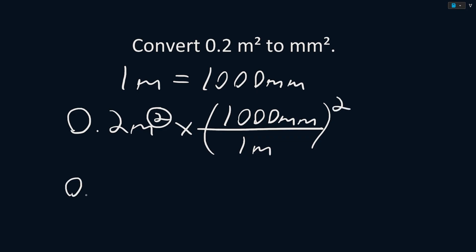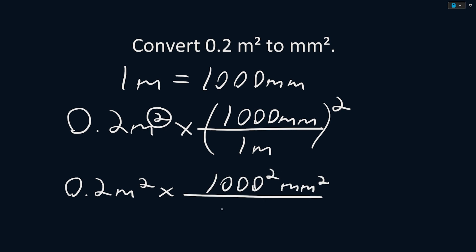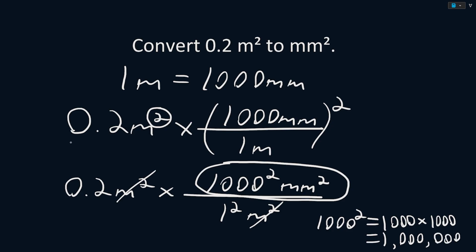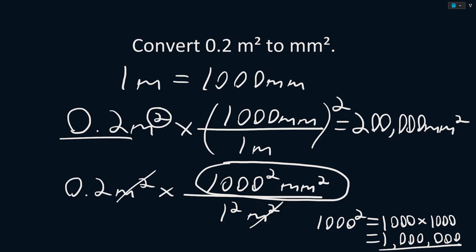This is equivalent to saying 0.2 squared meters times the conversion factor of 1,000 squared millimeters over 1 squared meter. Multiplying through this, we get that the squared meters cancel and leave us with 1,000 squared millimeters. 1,000 squared is the same as saying 1,000 times 1,000. This equals 1 million. So solving this, we do 0.2 times 1 million. This gives us that 0.2 squared meters is equivalent to 200,000 squared millimeters.